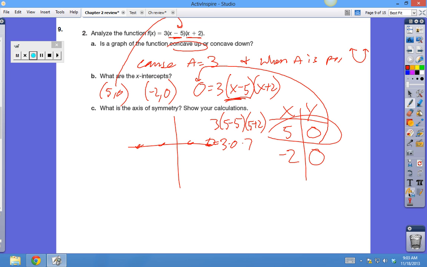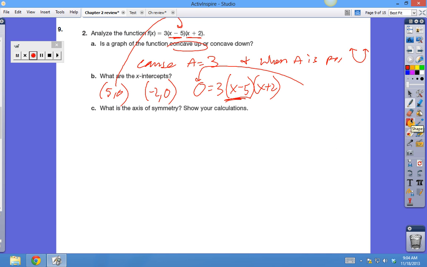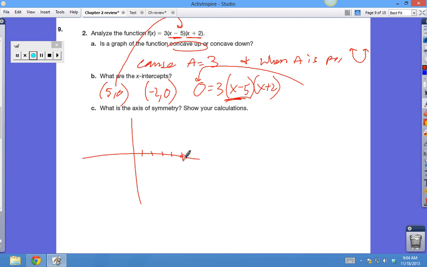Okay, your line of symmetry. I'm going to sketch a quick graph. If my roots are at 5, 0, 1, 2, 3, 4, 5, and negative 2, 0, there are my roots. My line of symmetry is the midpoint of those 2 points. To find the midpoint is just the average. So I'm going to take the average of 5 and a negative 2. I'm going to add those together, 3, divide that by 2, and 1.5. So 1.5 is halfway between a 5 and a negative 2. My line of symmetry is x equals 1.5.